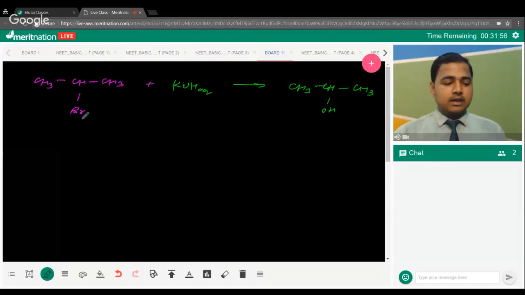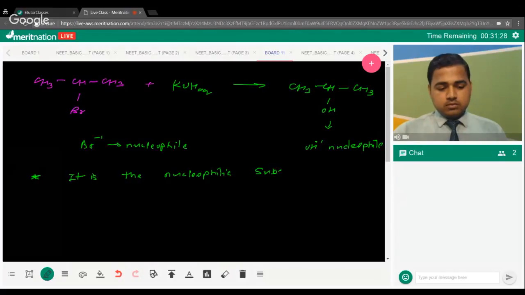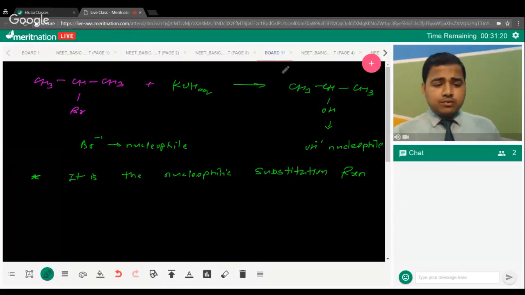Br negative is a nucleophile, and OH negative is also a nucleophile. So it is a nucleophilic substitution reaction. That we have done. So we have solved the second point also.